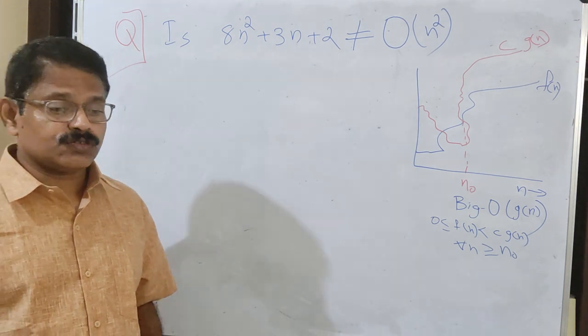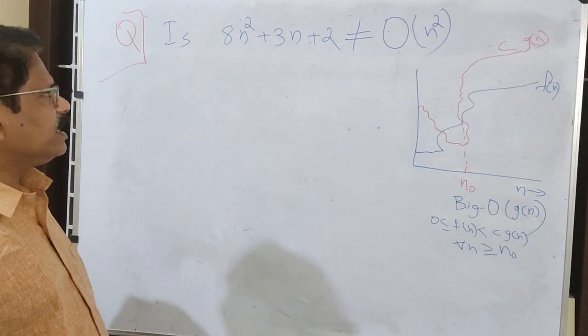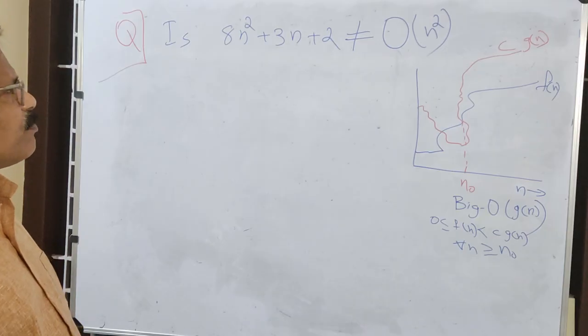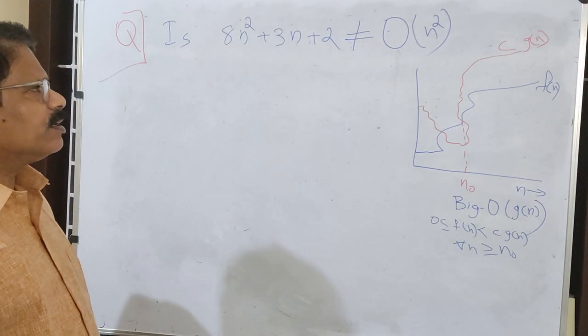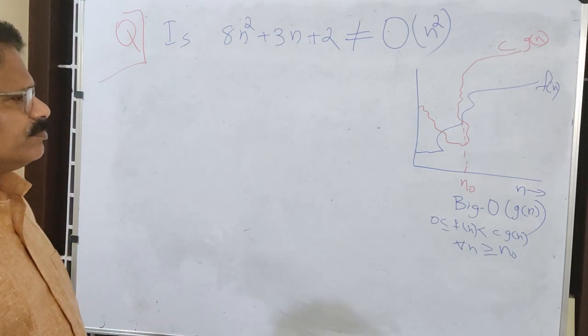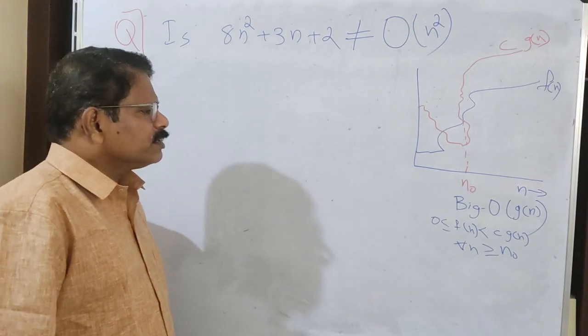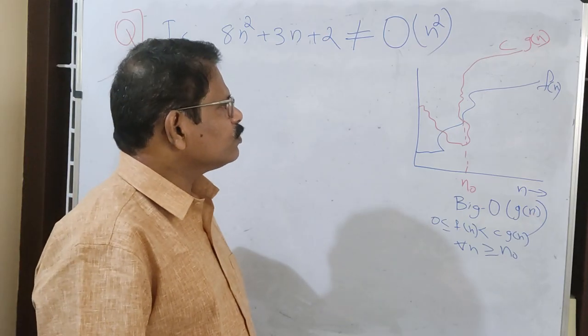Let us discuss the question. Is 8n square plus 3n plus 2 of order big O n square? See the definition of big O.